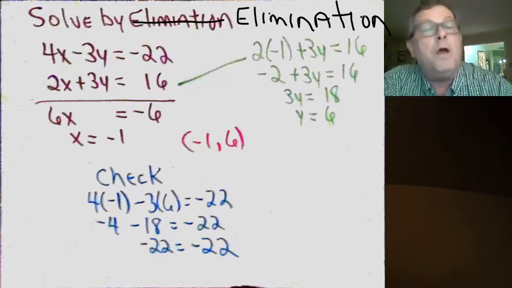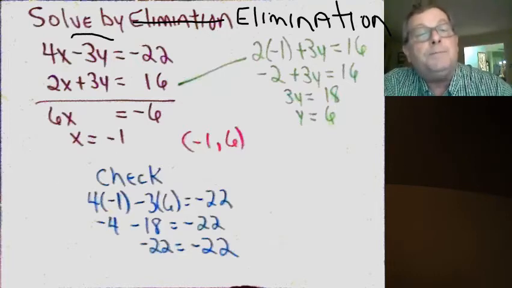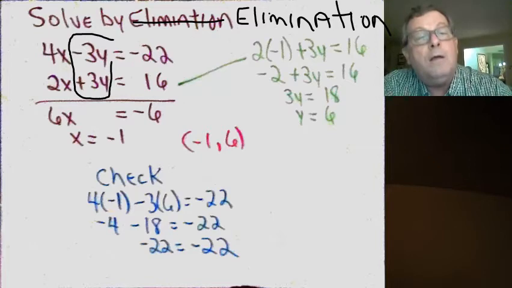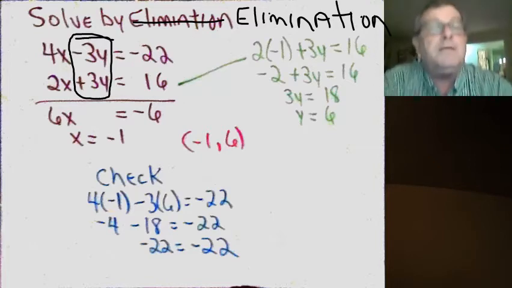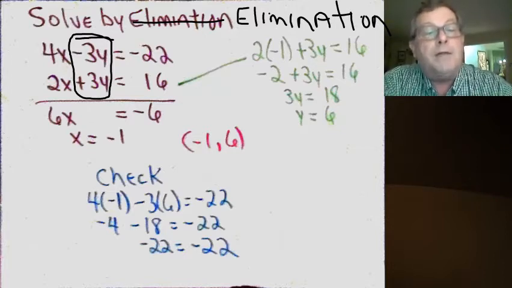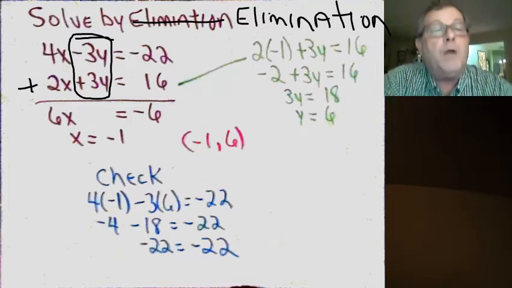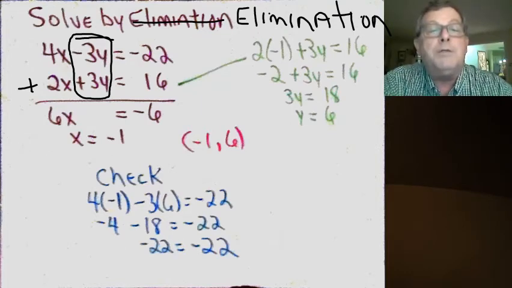But in this particular one, I can see right here that with this minus 3y and this plus 3y, if I just simply add these two equations together, I'm going to get rid of the y so that I can then isolate and solve for x. So we got 4x plus 2x equals 6x, and minus 3y plus 3y, of course, is 0. Minus 22 plus 16 is minus 6. I'm going to divide both sides of the equation by 6, isolating the x. And so x is now equal to minus 1.